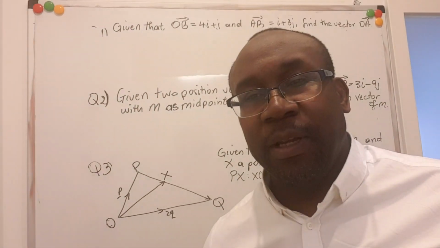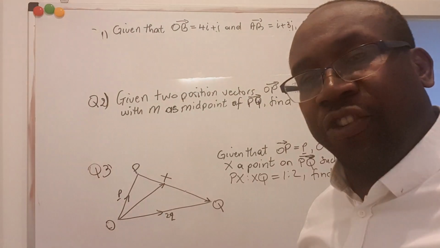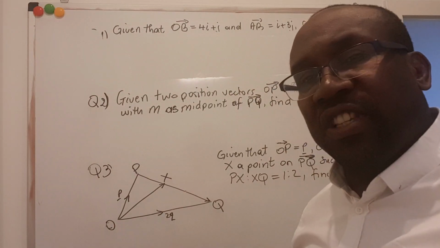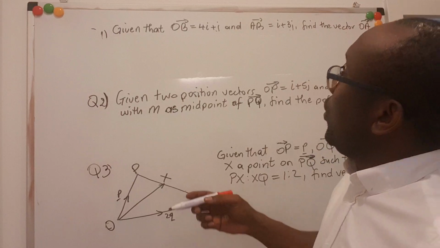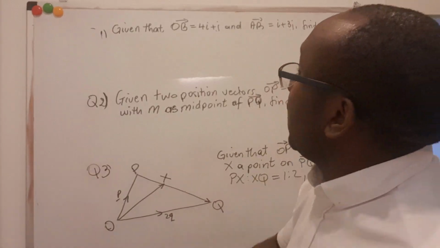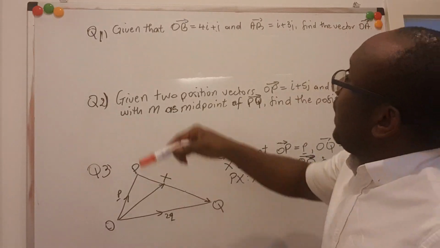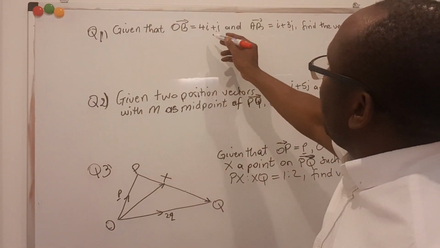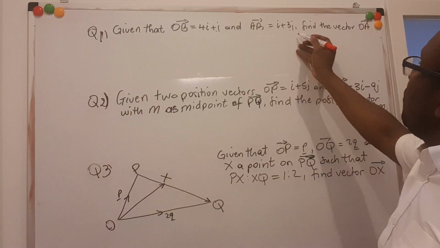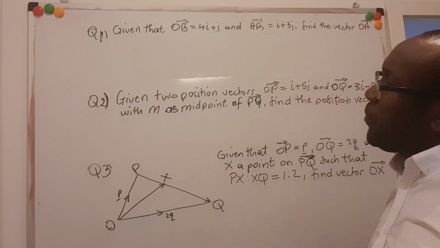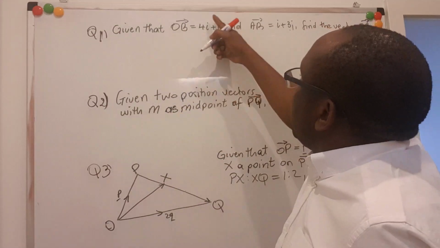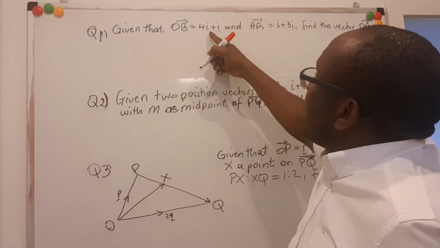I'm Dr. Animendem. Today we're looking at 3 ordinary level questions, paper 1, and this concerns position vectors. The first question says, given that OB is equal to 4i plus j and AB is equal to i plus 3j, find the vector OA. Position vectors are usually described in terms of these unit vectors i and j.